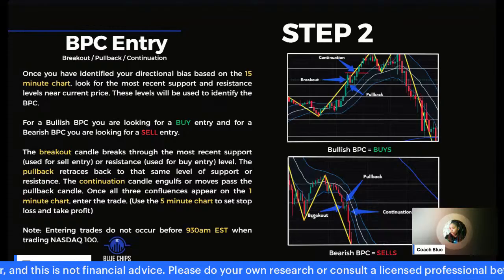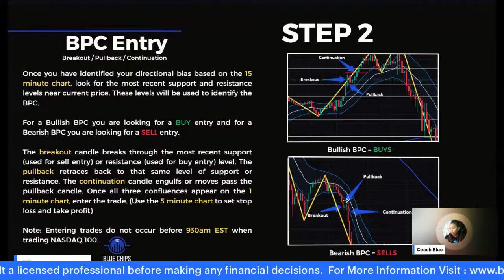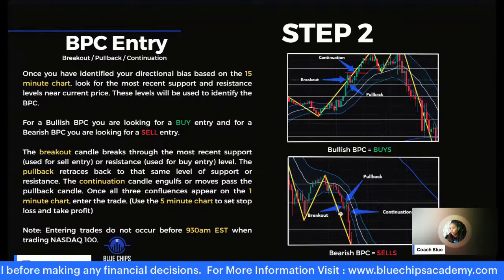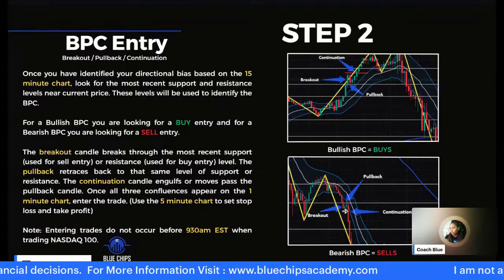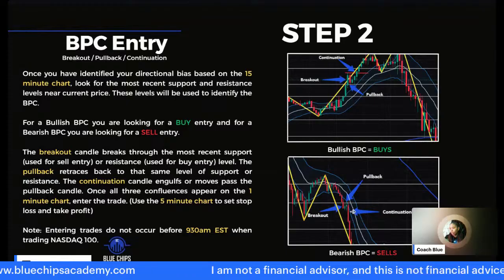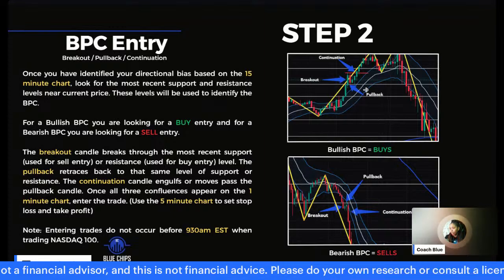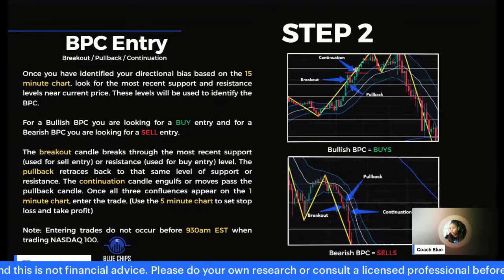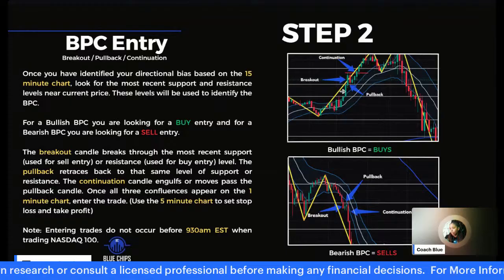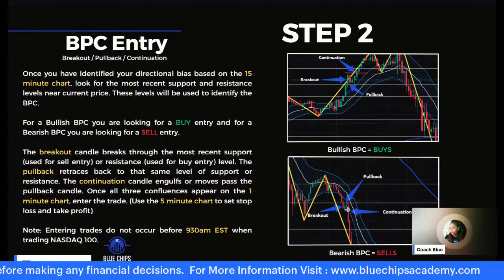Now, with the bearish BPC, it's the opposite. Price breaks out of support, pulls back, and then continues to the downside. That continuation candle again breaks past the pullback area. When we get these three confluences, we enter once that continuation candle closes above our pullback area for a bullish BPC, and closes beneath our pullback area for a bearish BPC.